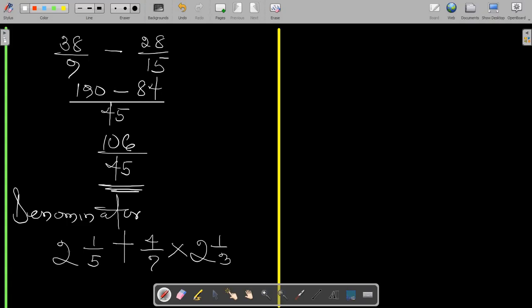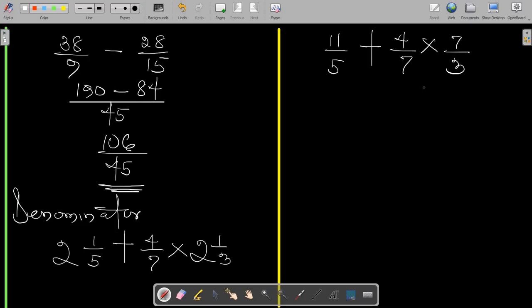5 times 2, we have 10. 10 plus 1, we have 11. So this is actually 11 all over 5. Then plus, this is actually a proper fraction, let's leave it alone. Times, now this is 3 times 2, we have 6. 6 plus 1, we have 7 all over 3.